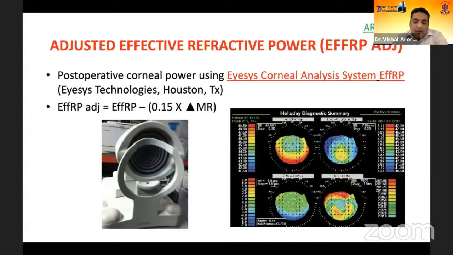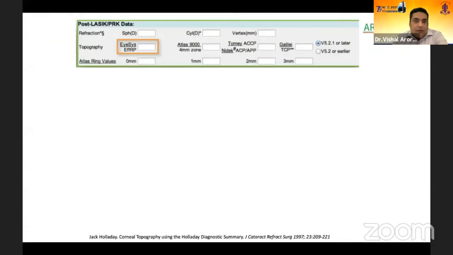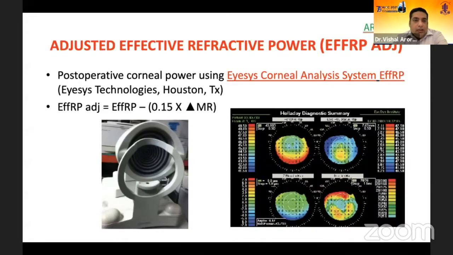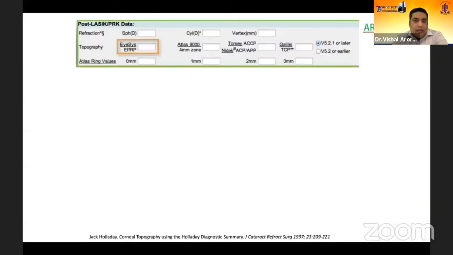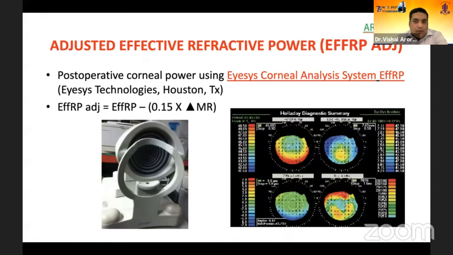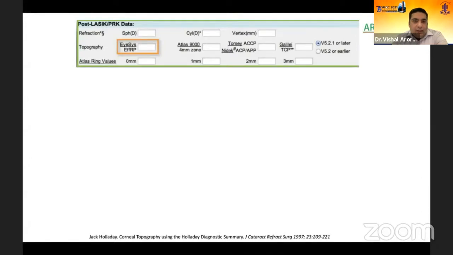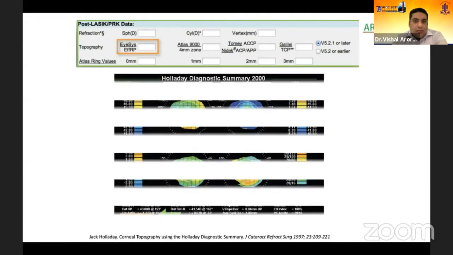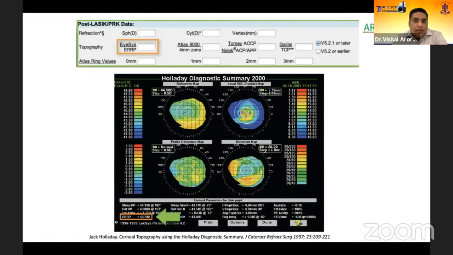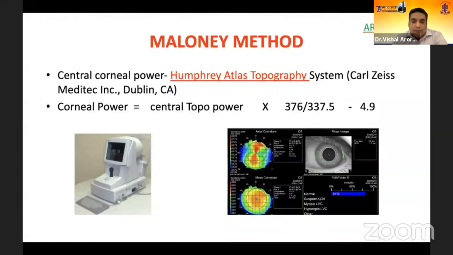Now coming to the equipments. So there is a column for putting values in the calculator. So we have first the topography. In topography, you have the ICIS. ICIS is a Placido-based topographer, and it has a special value called the effective refractive power. The effective refractive power is to be put directly into the small box here and can be derived from the Holiday diagnostic summary, which is displayed on the ICIS.